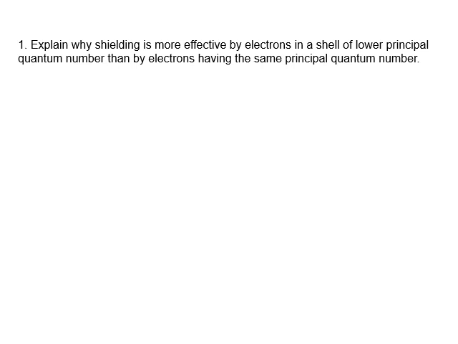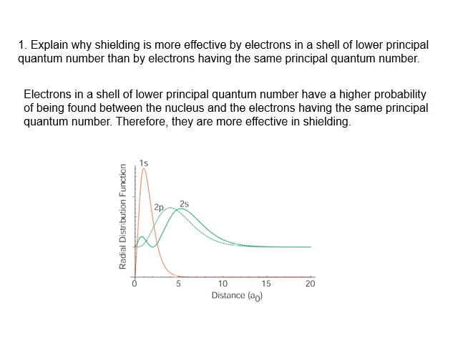Question number 1. Explain why shielding is more effective by electrons in a shell of lower principal quantum number than by electrons having the same principal quantum number. So here shows a comparison of the radial distribution function of 1s, 2s, and 2p. It's clear that a 1s orbital has a higher probability of being found between the nucleus and the electrons than 2s and 2p orbitals, and therefore it's more effective in shielding.